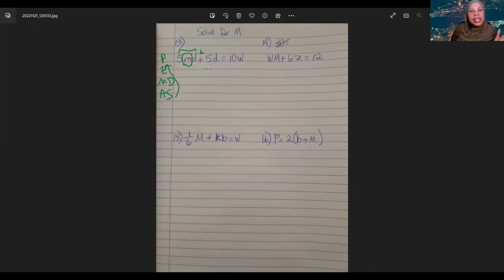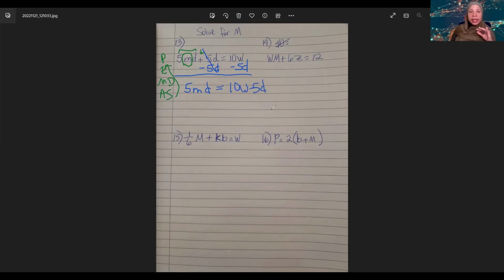So I'm going to do my addition first, but in order to do that, I have to do the opposite, which is subtraction. So I'm going to subtract 5D from both sides. Okay, subtract 5D from both sides. I cancel that out. And I get 5MD equals 10W minus 5D.